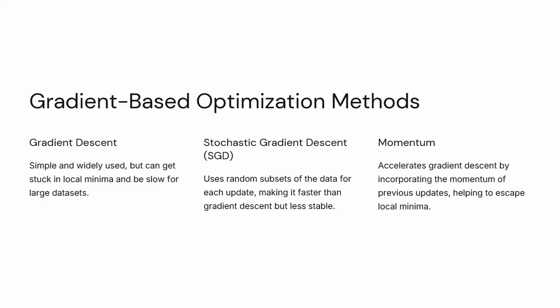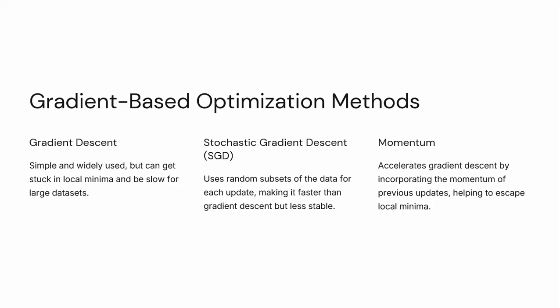We have gradient based optimization methods. One is gradient descent, stochastic gradient descent, and momentum. Gradient descent is a very simple and widely used optimization method. But what's the problem inside it? It can get stuck in a local minimum, and it will be slow for larger data sets.